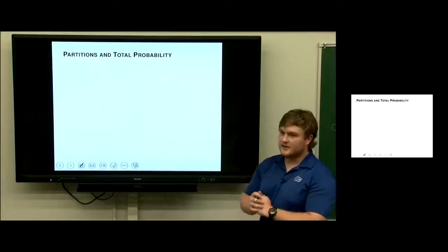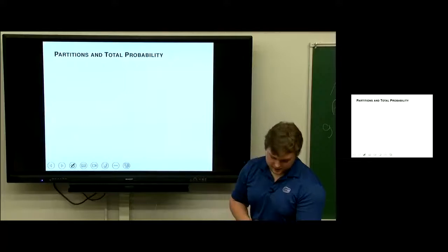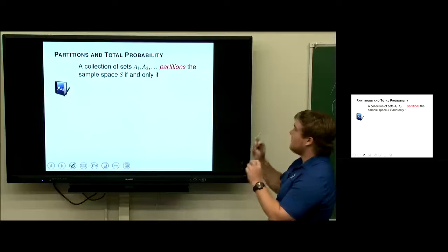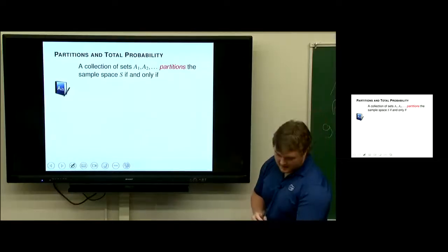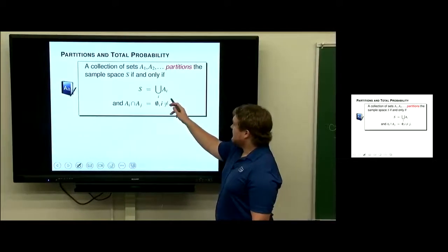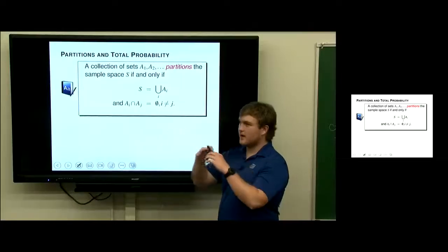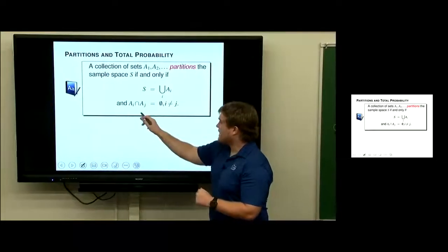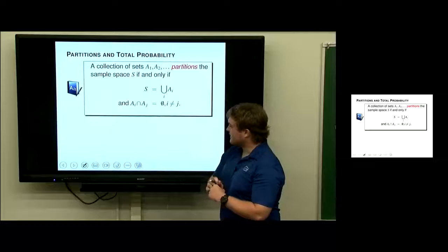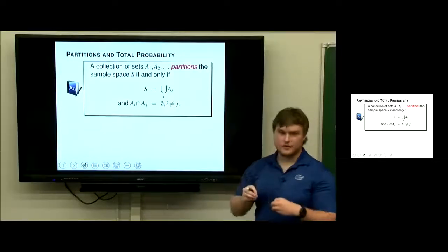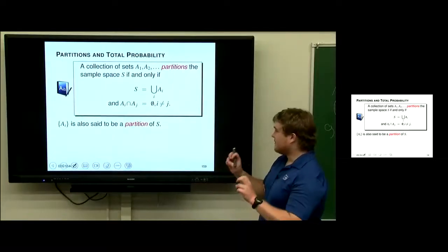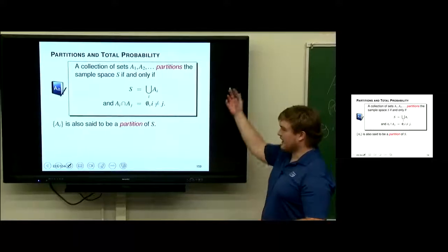So now let's get into partitions. We covered chain rules, now let's look at partitions. A collection of sets A1, A2, and so on partitions the sample space S if and only if the following 2 conditions hold. The union over all I of the A sub I covers S, so it has to account for every possible outcome. And the intersection of A sub I and A sub J is the null set for all I not equal to J. That means A sub I and A sub J are mutually exclusive, or disjoint. The set of A sub I is also said to be a partition of S, so you can think of it as a verb or a noun.